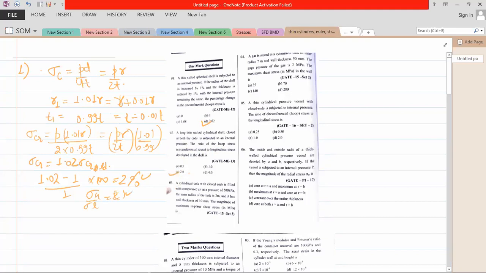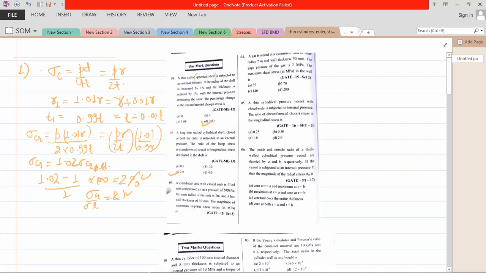Sir, sorry for the interruption, sir. In the first sum, the circumferential stress formula, isn't it PD by 2T, sir? No, it is given a spherical shell. Oh, okay, sir. Thank you. And that's what I have written.